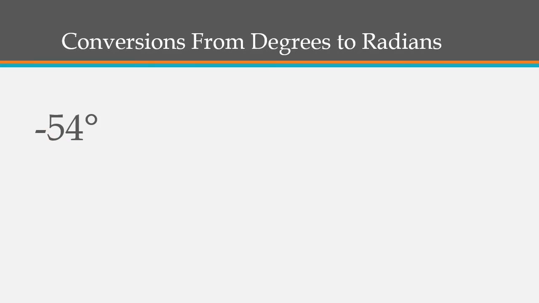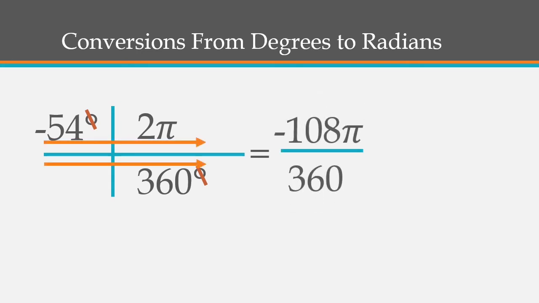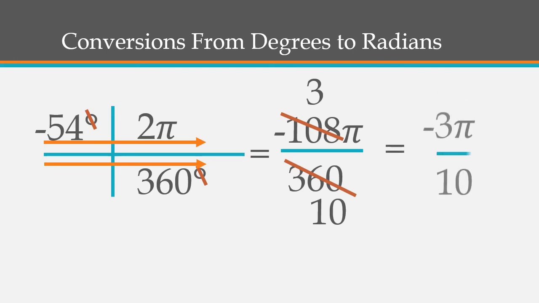Let's do another example. Here we have negative 54 degrees, so I'm going to set up my little T-chart. I'm going to put 360 at the bottom and 2 pi up top. The degree units cancel, and then we multiply straight across. So then we try to reduce this. We get 3 over 10. So my answer is negative 3 pi over 10.